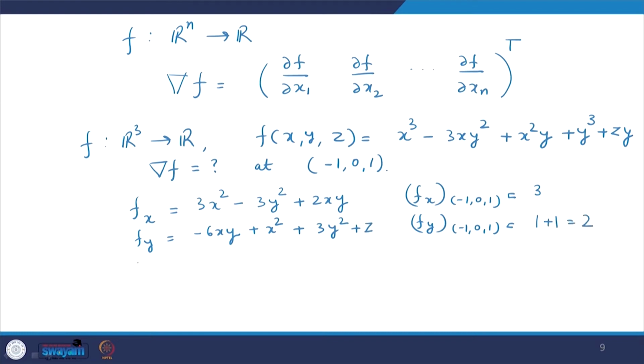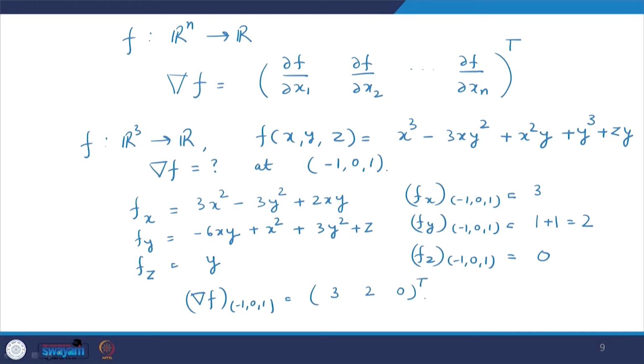And f z will be what? F z will be only y. So, f z at minus 1, 0, 1 will be 0. So, now what will be the gradient of f? The gradient of f at this point minus 1, 0, 1 will be this vector, (3, 2, 0) transpose.